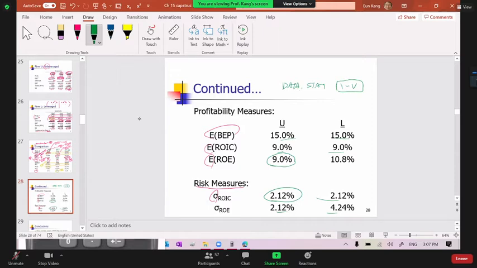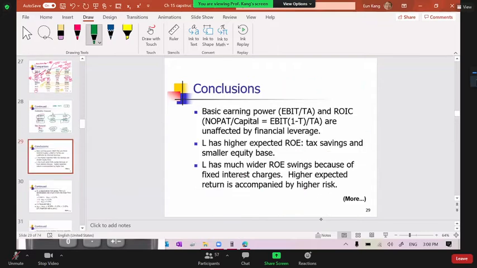So when you see this one, profitability measures, BEP and ROIC values are the same because they don't depend on capital structure. But look at ROE, return on equity. It goes up. But look at the standard deviation of ROE. It just doubled, a big increase. So we see that by borrowing money, we can increase return, but risk goes up.